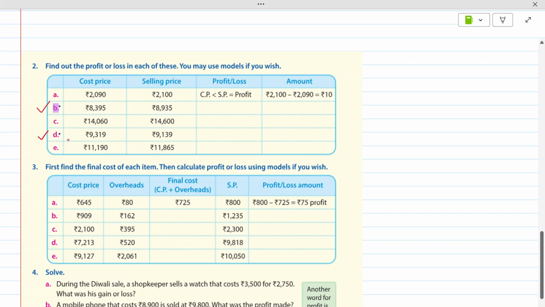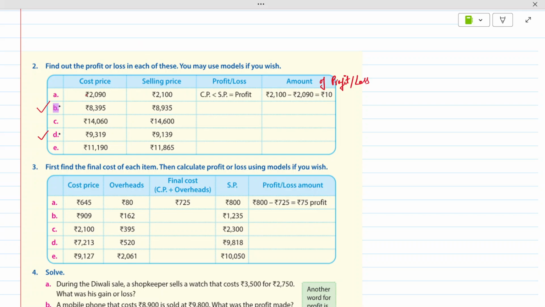Okay, so in this table, this is a cost price given to us. This column is a column of cost price. This is a column of selling price. And then we have to identify profit or loss in this particular column and the amount of profit or loss. I'm just writing the amount of profit or loss in this particular column. Okay, so first of all, we'll understand the A part.